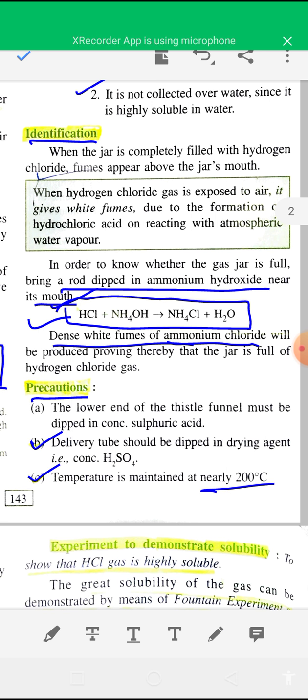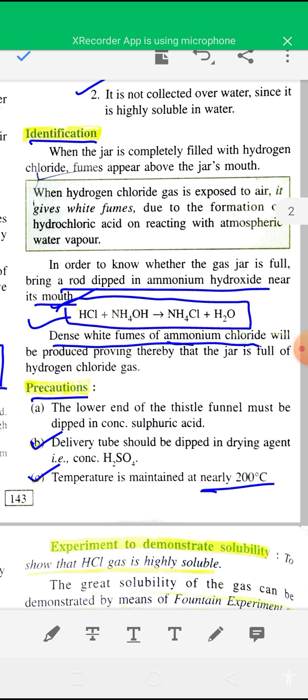Now physical properties of hydrogen chloride gas are given. Simple physical properties: hydrogen chloride is a colorless gas. It has a pungent smell. It has a sour taste, that is, acidic in nature. And density is also given here, boiling point, melting point. This is the general physical property of hydrogen chloride. Solubility: it is highly soluble in water. All are given.